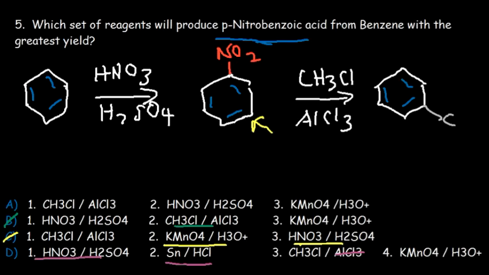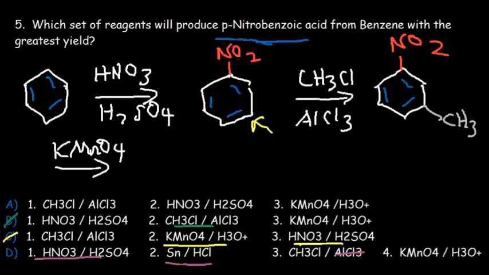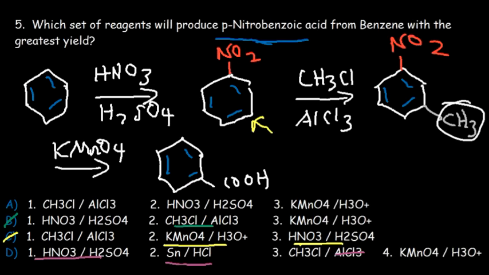So we're going to put the CH3 on this side. And then once you add potassium permanganate with H3O+, it's going to oxidize this group and convert it to a carboxylic acid. So we end up getting meta nitrobenzoic acid rather than para. So that's why we can eliminate answer choice B.